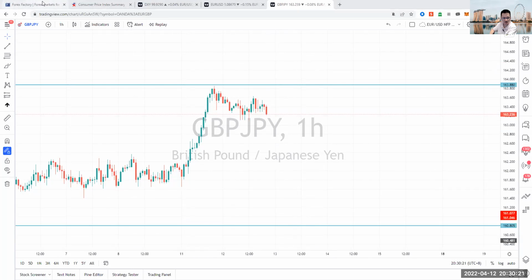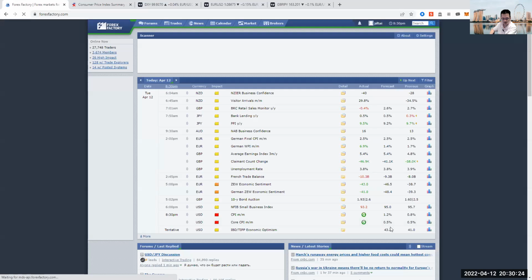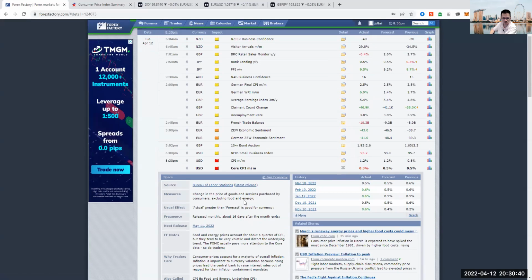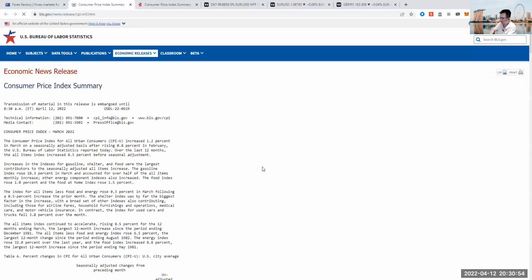So with the news now, what's released? Let's see, 1.2. So it came out as expected. Core CPI actually dropped. So there's a bit of a surprise there. So this is without the oil and energy, right? Without food and energy, excluding that. So it's actually dropped. So it actually shows that inflation has dropped slightly if you don't consider oil and food or energy and food. And CPI actually stayed at that 1.2, right?